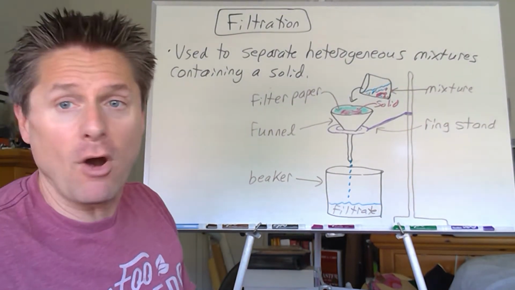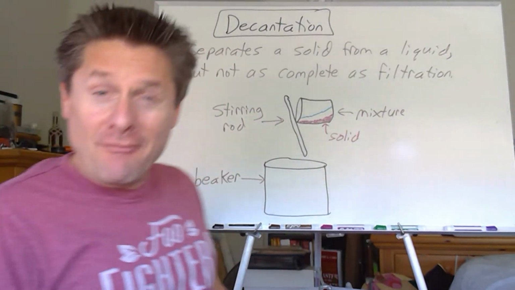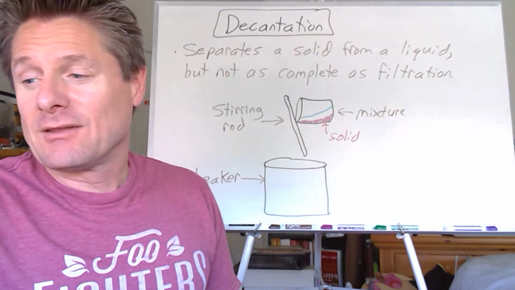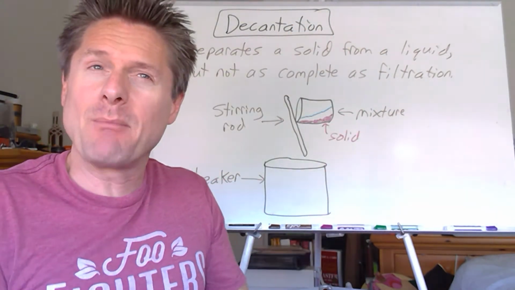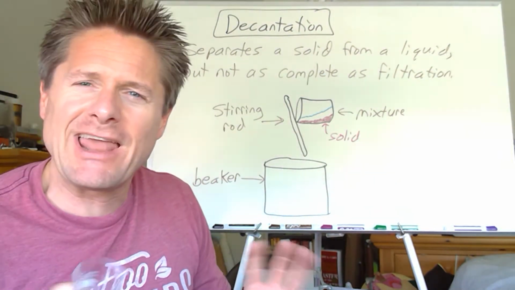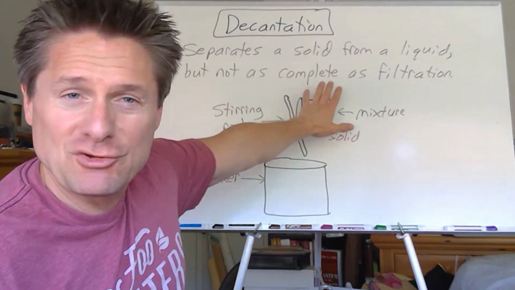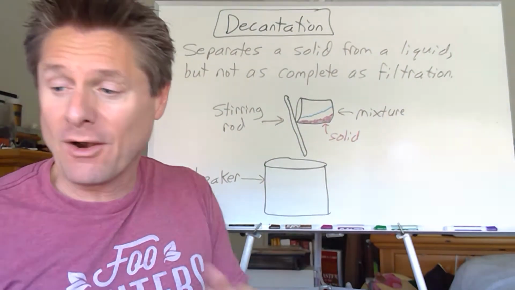All right, pretty straightforward. Let's do decantation. I don't know if you've ever decanted anything. You may have and not even known you've done it. So let's say we've got a heterogeneous mixture with a solid and a liquid in here. We want to separate them out, but we don't need a complete separation like a filtration. So we can just kind of do a half-baked separation. So it's like filtration, but without the filter paper. It's not complete though. Nowhere near as complete.